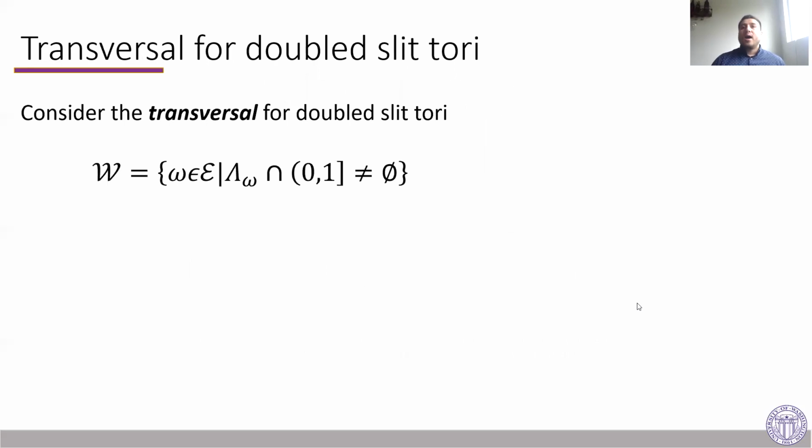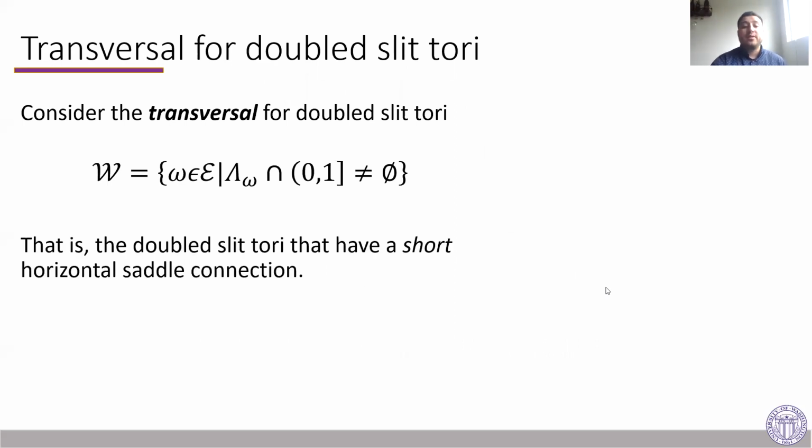And so now we can start to get into the dynamical question that I want to recast the slope gap distribution question as. I want to consider the following transversal for double slit tori. In words, it's a set of translation surfaces that have a holonomy vector that intersects this little region here. In words, it's a set of double slit tori that have a short horizontal saddle connection. By short, I mean less than or equal to 1.